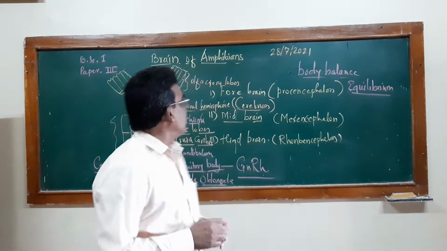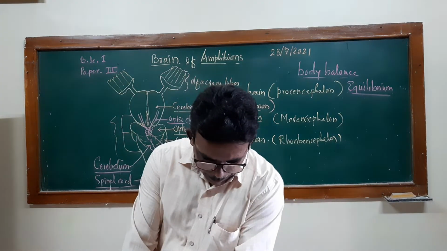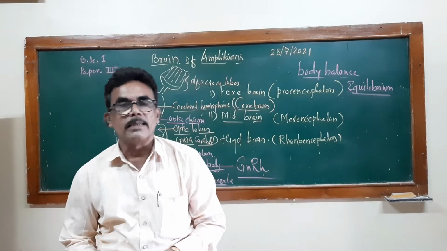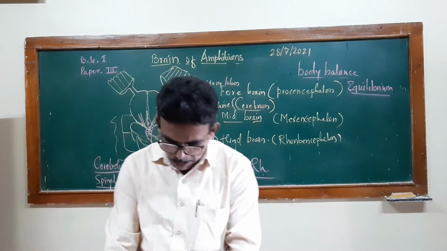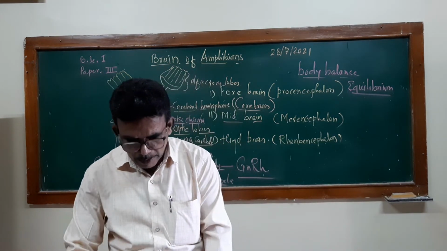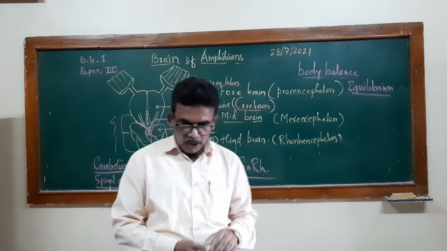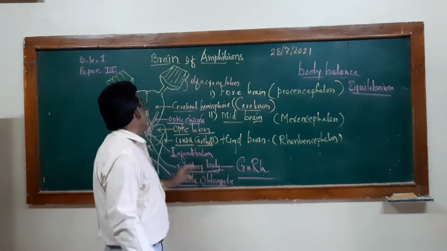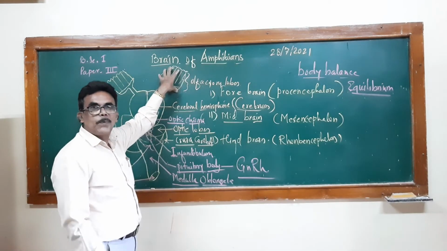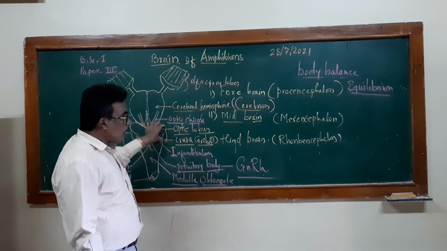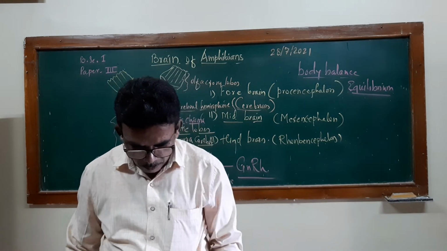So today it will be the brain of amphibians. The brain of frog, the example of an amphibian, Rana tigrina, shows many contrasts from that of the dogfish or Scoliodon. Smaller olfactory lobes and larger optic lobes. The olfactory lobes become smaller in the frog, and larger optic lobes are formed. So that is a main structural development.